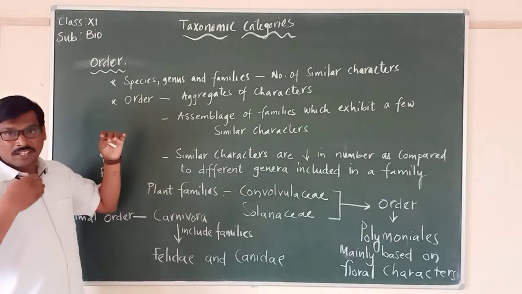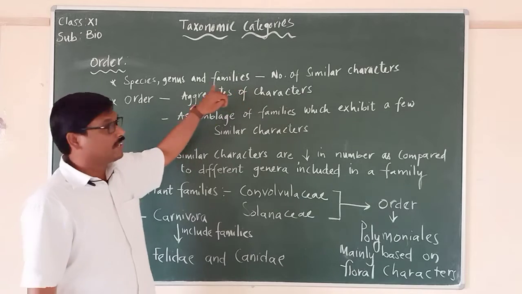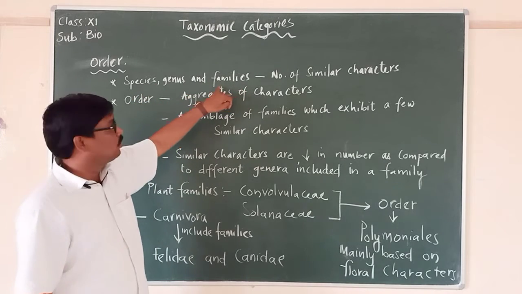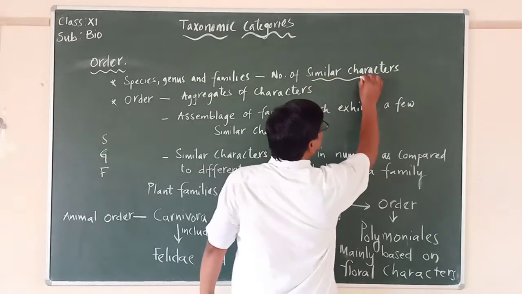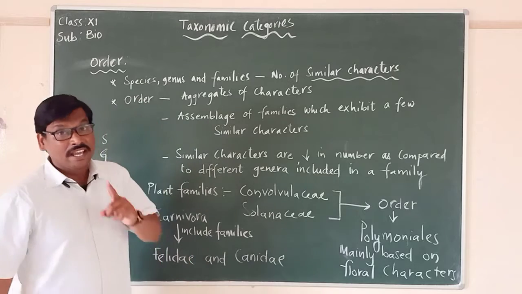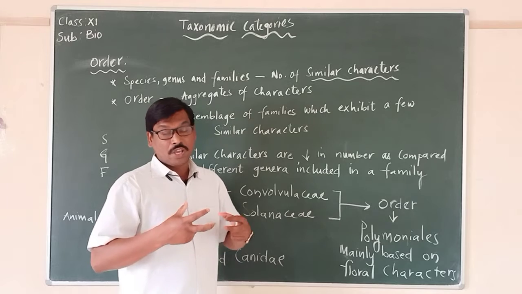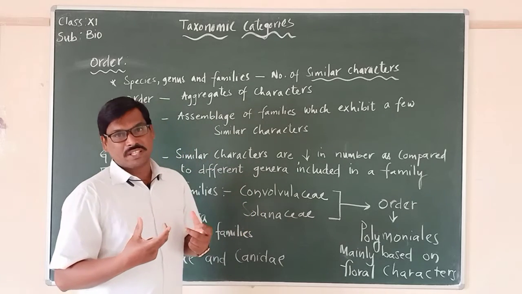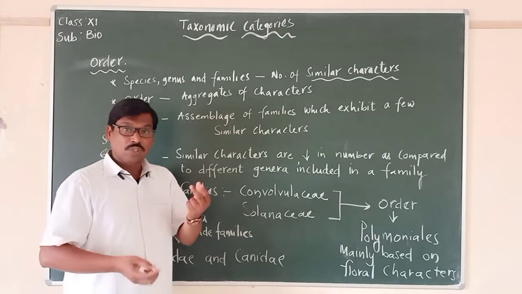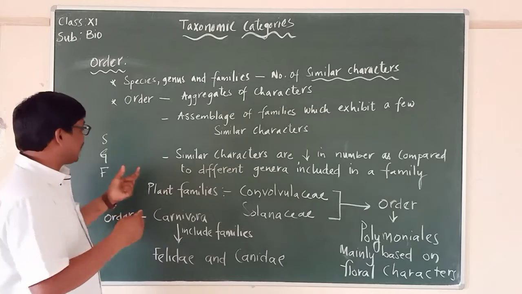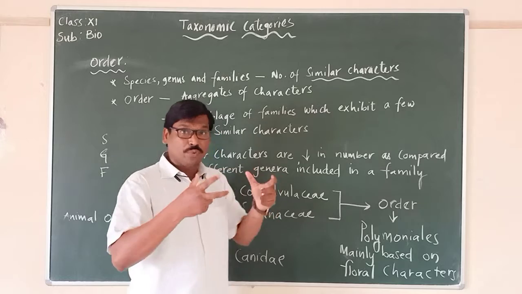When you look at the previous categories like species, genus and families, they are all based upon what? The number of similar characteristics. When you take the species, they are individual species that can interbreed among themselves. They have the same fundamental similarities. As we move to the second category, the genus, they are not the same. They share only a few characteristics.